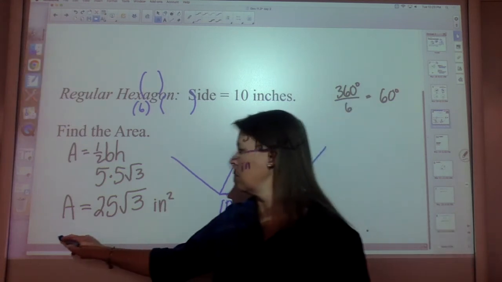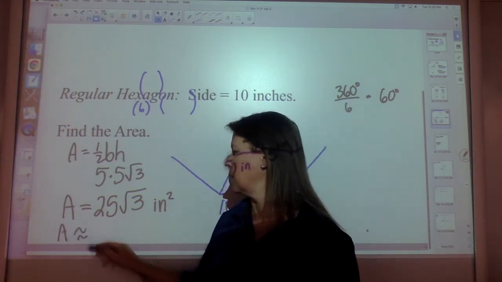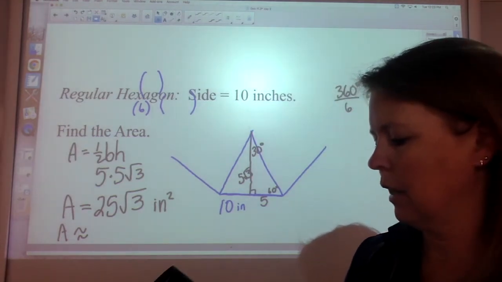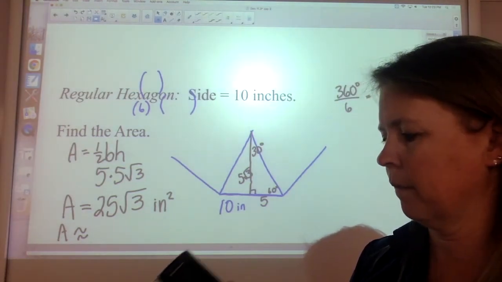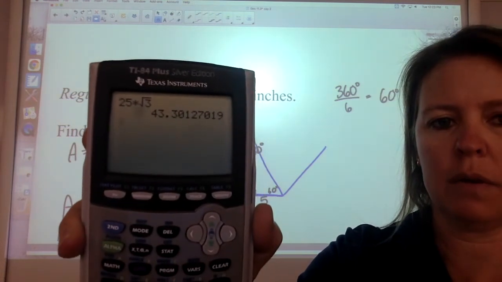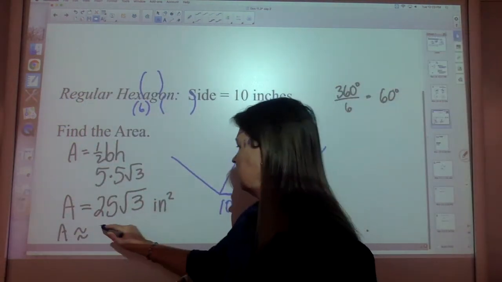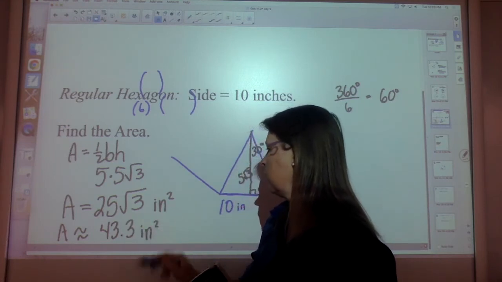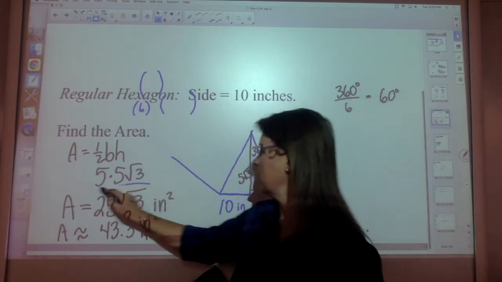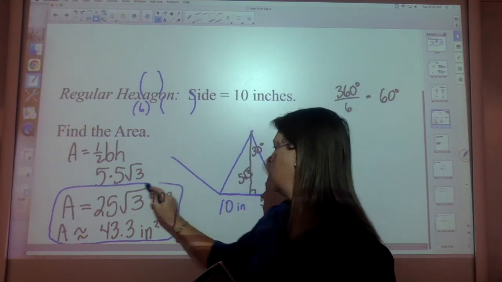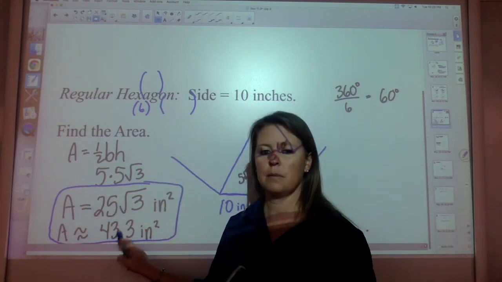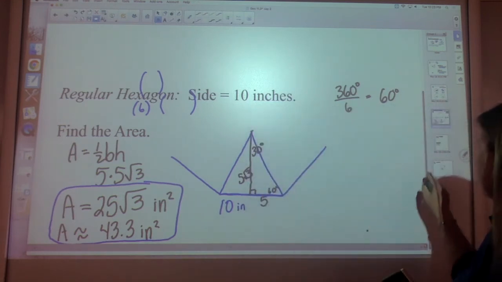Then we're also going to have an approximate answer to the nearest tenth. So you'll take 25 times the square root of 3 and get 43.3. Approximately 43.3 square inches. Two answers for every problem. When they say exact, this is exact. When they say approximate or rounded, that's rounded.